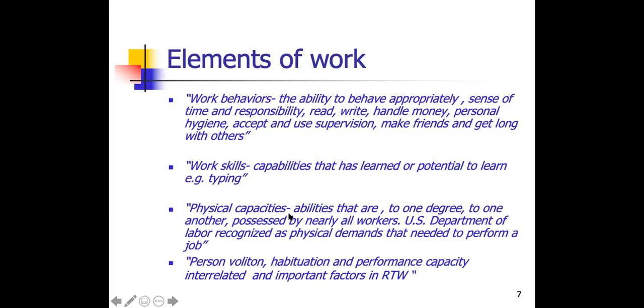So in terms of physical capacities, abilities that are, to one degree or another, possessed by nearly all workers. The US Department of Labor recognized these as physical demands needed to perform a job. They call it physical ability. For example, if you work as a policeman, what physical capacity must you have? You must be able to stand, able to run, able to walk a long distance. You must have endurance. This is called physical capacity.